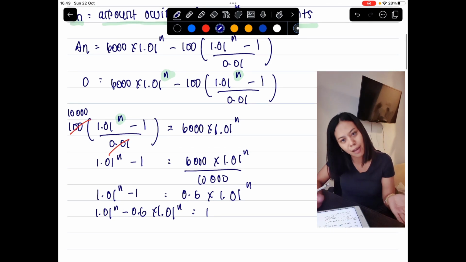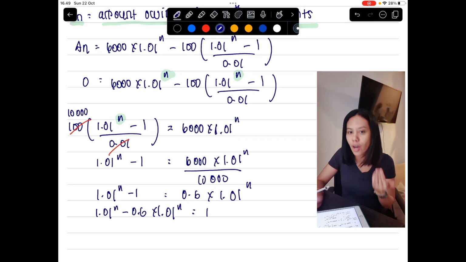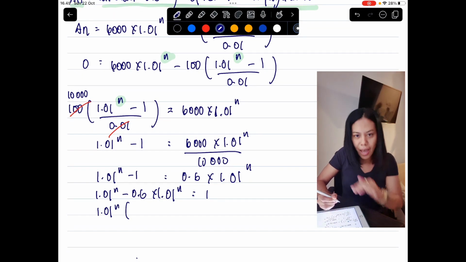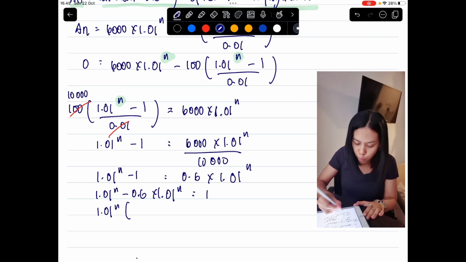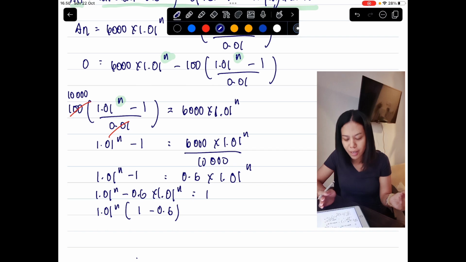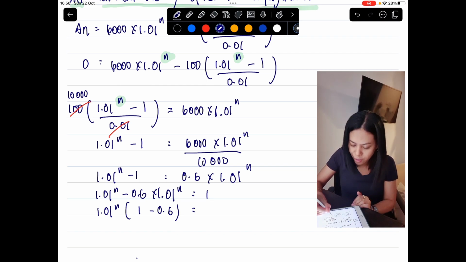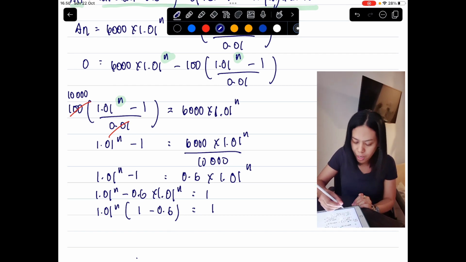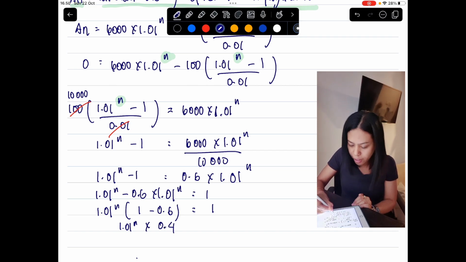Then I'm going to take out the common factor, which is 1.01 to the power of n. Okay, out you go. Then I'm left with 1 minus 0.6. Okay, because I took out the common factor, yeah? If you are still confused with factorizing, you can check the other videos on factorizing. So 1 minus 0.6 is 0.4. So I have 1.01 to the power of n times 0.4 equals 1.